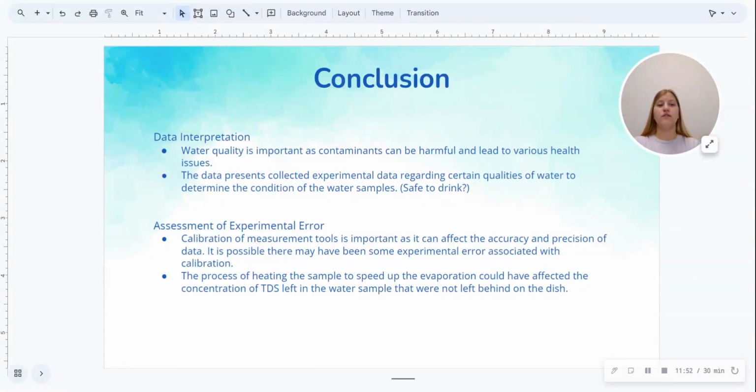Assessment of our experimental error, some things to consider was the calibration of the measurement tools. It's important as it can affect the accuracy and the precision of the data collected. So it's possible there could have been some sort of experimental error if we did not calibrate correctly, as well as the process of heating the TDS samples on the evaporation dish. Sometimes heating and evaporating too much can make the TDS values left behind not as accurate.